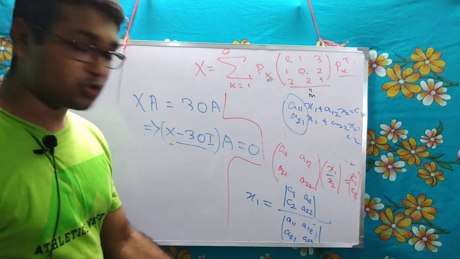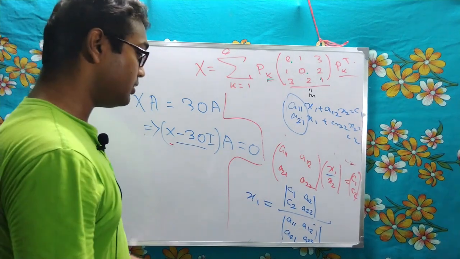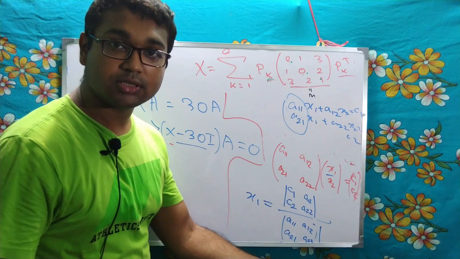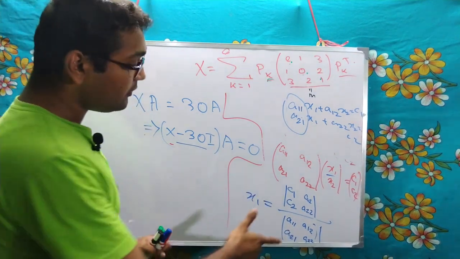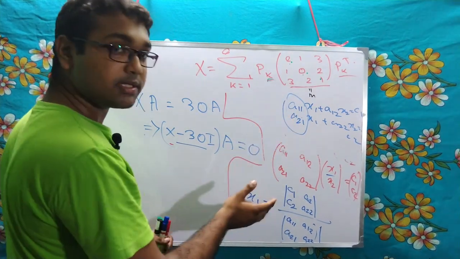So according to Cramer's rule, if this determinant is 0, then there will be infinitely many solutions. And what if this determinant is non-zero? We shall get only one solution.